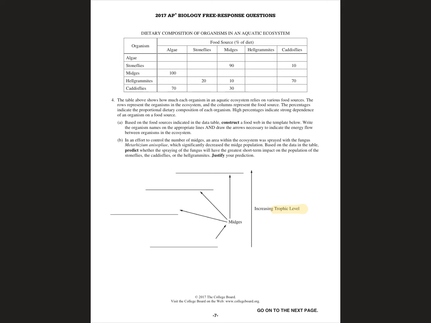Maybe I should use green for producers. Producers at the bottom, and my consumers are my primary, secondary, tertiary, and then consummate or apex predator. Your top tier consumer is at the top here. That's what I'm thinking. But then this is a food web, it looks like.